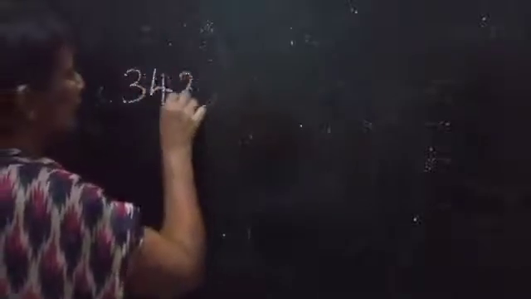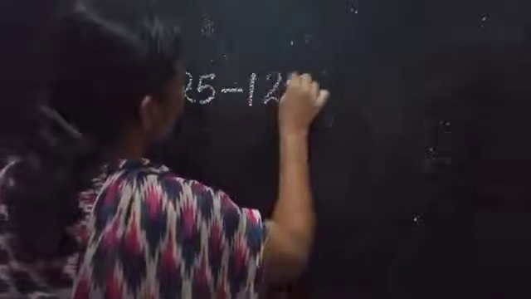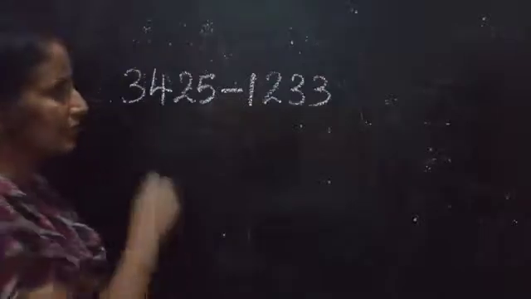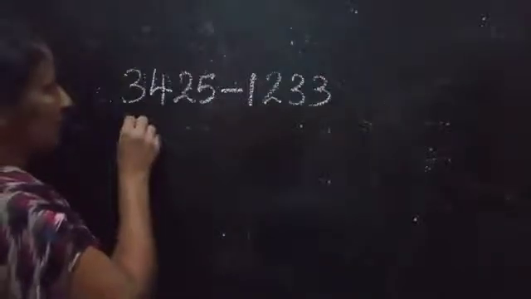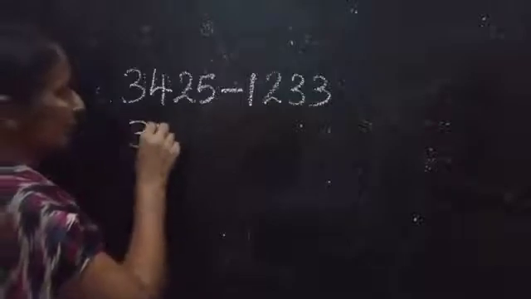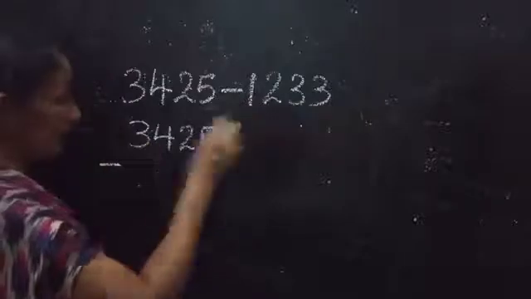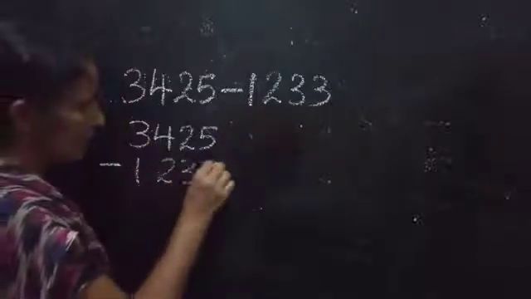This you can apply when you are doing a subtraction question also. For example, 3425 minus 1233. Okay? Let us write this downwards. 3425 minus 1233.